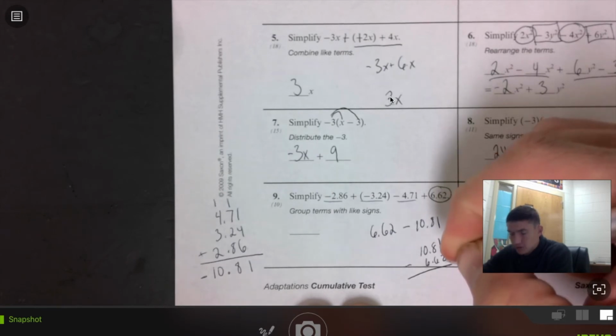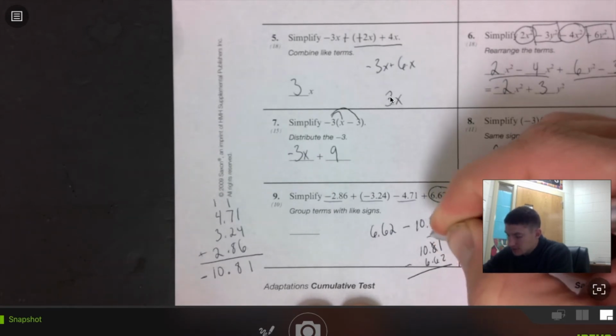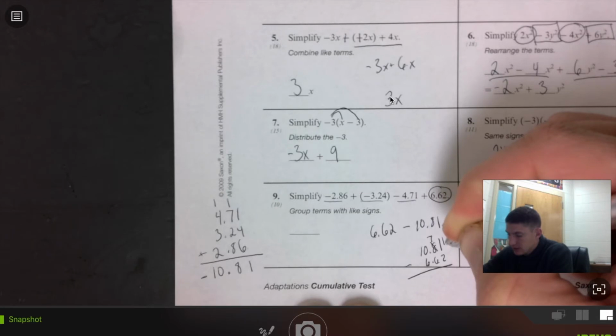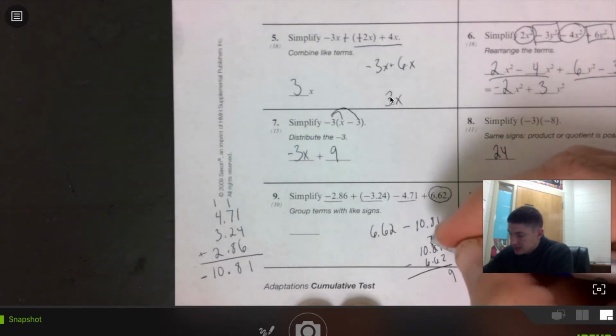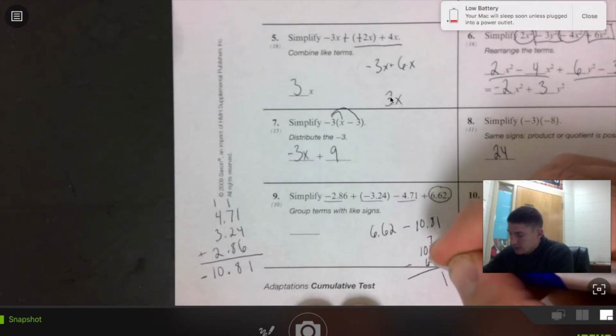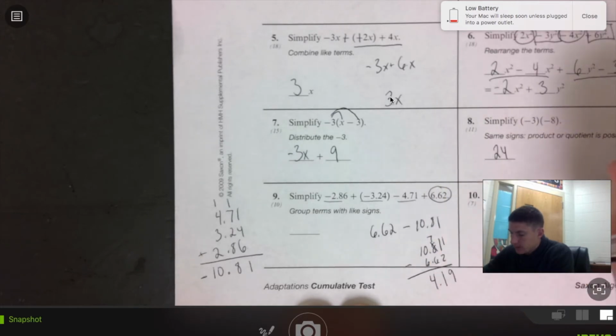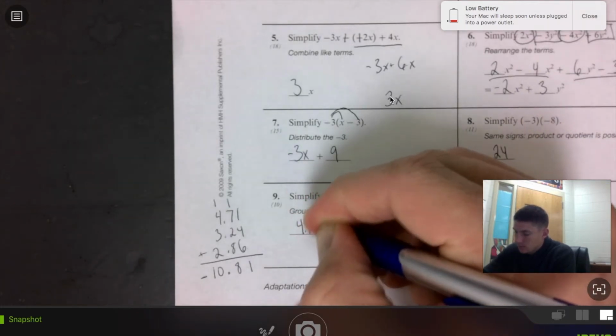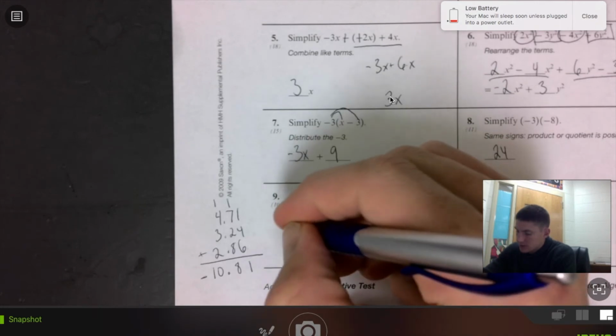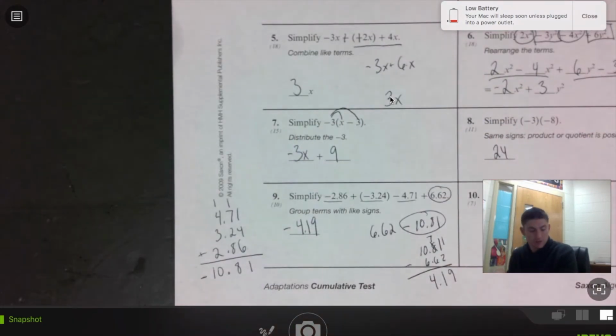Here the 1 and 2 can't subtract. I borrow from the 8, which turns into a 7. 1 turns into an 11. 11 minus 2 is 9. 7 minus 6 is 1. And 10 minus 6 is 4. Now it's negative because the negative number was larger in terms of the absolute value. Negative 4.19.